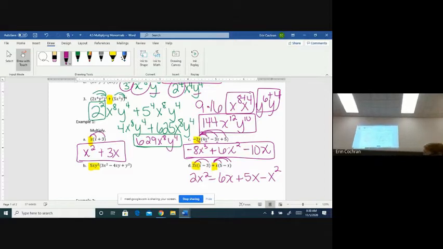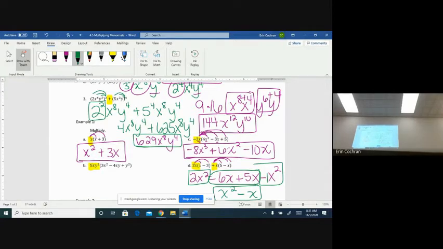Now, for this one, do we have like terms? Yeah. We have a 2x squared and a negative x squared, right? So 2x squared minus 1x squared would be x squared, good. And then we have a negative 6x and a positive 5x. So negative 6 plus 5 is negative 1, but we just have the x. Can we combine those? Nope, so you are done.